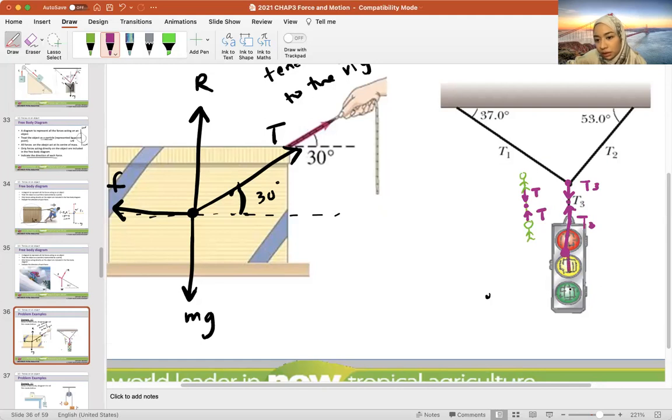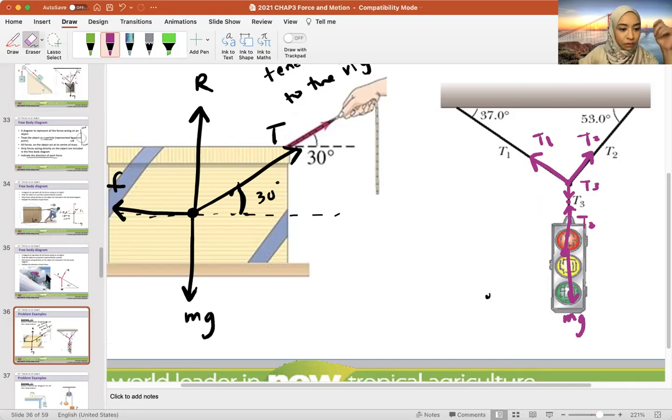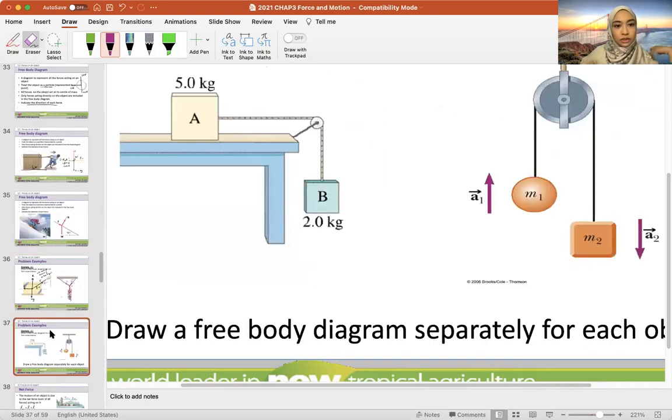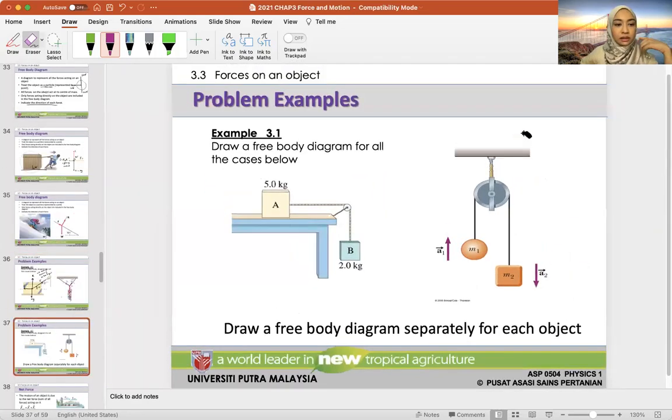Tapi T3 ni balanced out by mg. This guy T3 is balanced out by T2 and T1. Bukan balance out lah, dia ada kawan-kawan dia tu. Nanti kita akan cakap pasal balance out kemudian. So, kita tak masuk lagi yang tu. Okay, so T3 ni untuk traffic light. Tapi T3 ni untuk string yang ada 3 cabang ni. Okay. Next one. Ada lagi.